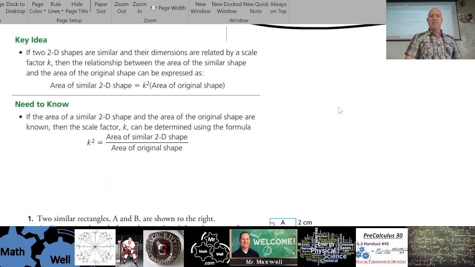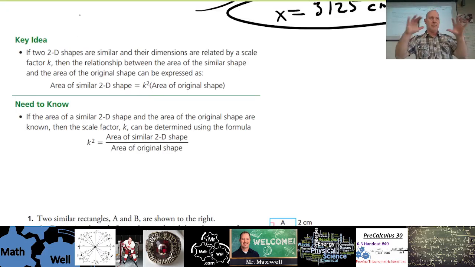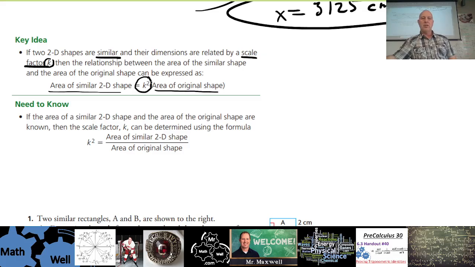summary here. If 2D shapes, so that is just flat shapes, we're not talking about 3-dimensional here, if 2D shapes are similar, remember same shape, just different sizes, their dimensions are related by a scale factor, which is k, fine, we'll just call it k. Then the area of the similar 2D shape is area of the original shape times the scale factor squared, which is just a little different way of writing what we did before, right? Area 1, that's original, times SF squared is area 2.